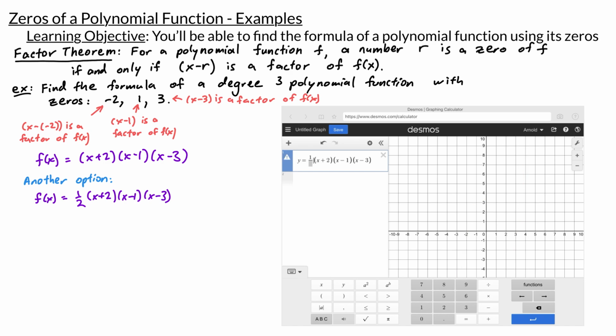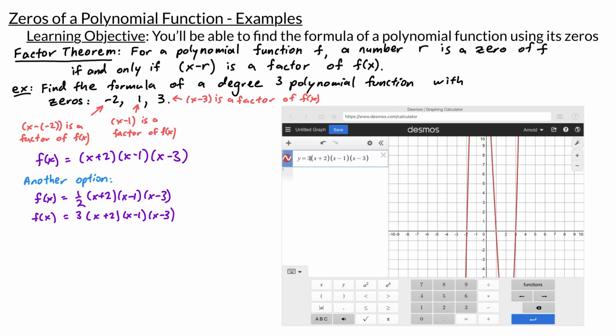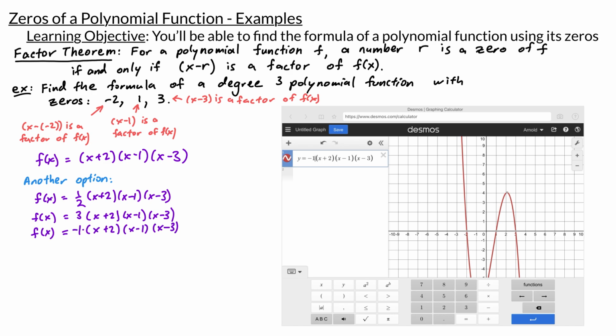For example, we can stretch it by a factor of 3. We still have a polynomial function that's degree 3, and the x-intercepts are still -2, 1, and 3. We can even do a vertical reflection, so multiply out in front by -1. We see here that we have a flipped version of our graph, but the x-intercepts are still at -2, 1, and 3. So no matter what vertical scale we apply, as long as we're not scaling by 0, we'll always end up with a degree 3 polynomial where our zeros are -2, 1, and 3. So in general, our formula for our function is going to be some vertical scale, which we call a, times the factors x plus 2 times x minus 1 times x minus 3.